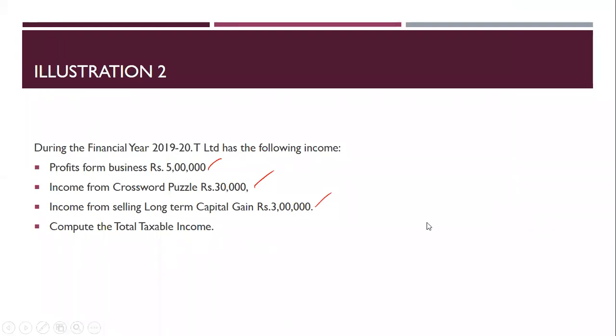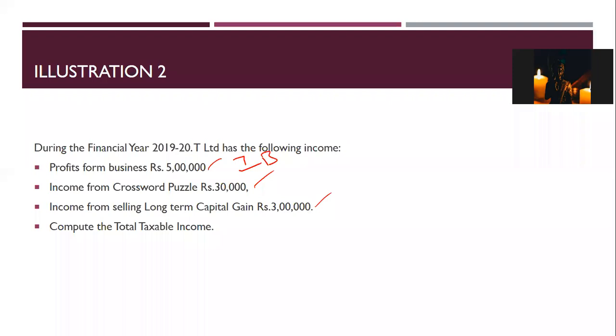Tell me, Pramod, this profit from business comes under which head of income? Income from business. Very good. Next is income from crossword puzzle. It comes under which head of income? Income from other sources. Why is it income from other sources? Why not income from capital gain or income from house property? Why have you considered income from other sources?